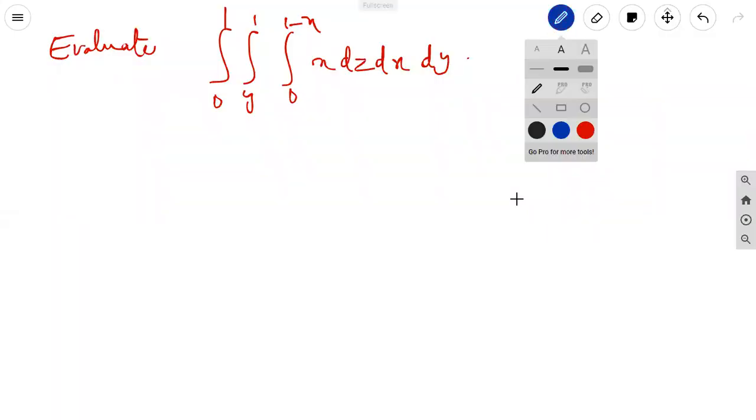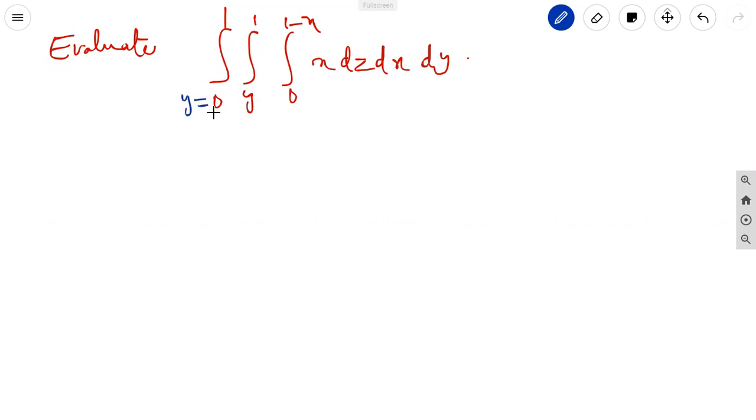Next problem, evaluate integral 0 to 1, integral y to 1, integral 0 to 1 minus x, dz dx dy. Here y to 1 means this is the x limits. This is the z limits, z equals 0 to 1 minus x. The x limits are y to 1. This is the z limit. Here, that is the simplification of it. 1 minus x is there, right?